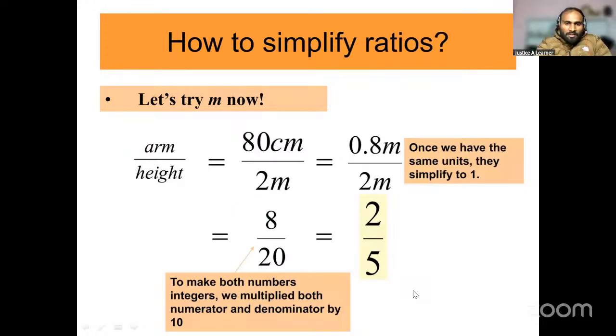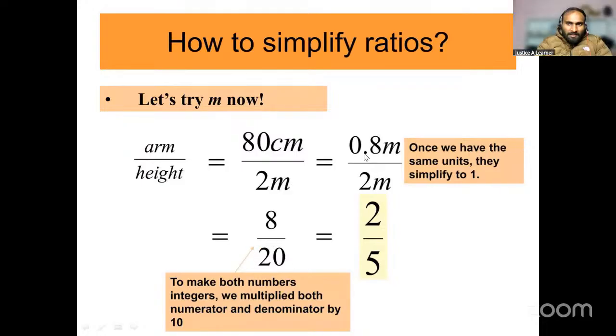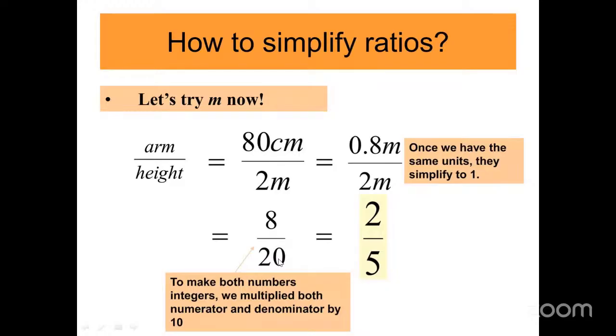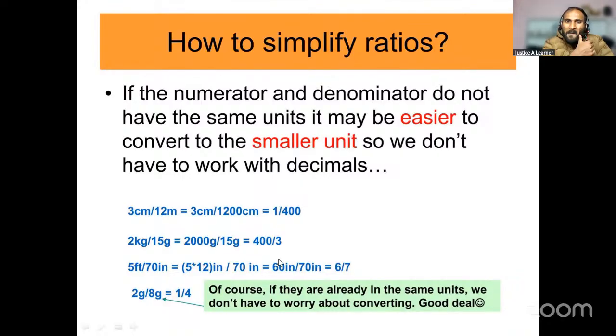You understood how we got this 20? Because this point was there, right? Because of the decimal, the decimal needs to change. How to simplify ratios: if the numerator and denominator do not have the same units, it may be easier to convert to the smaller unit, so we don't have to work with decimals. So yeah, done.